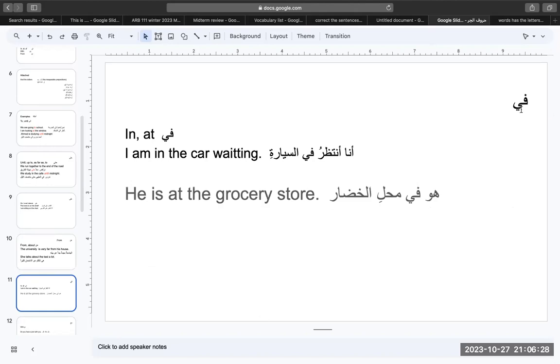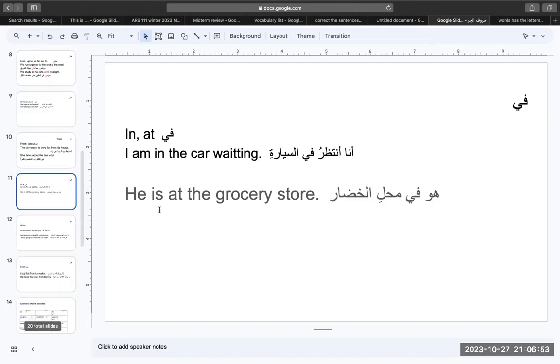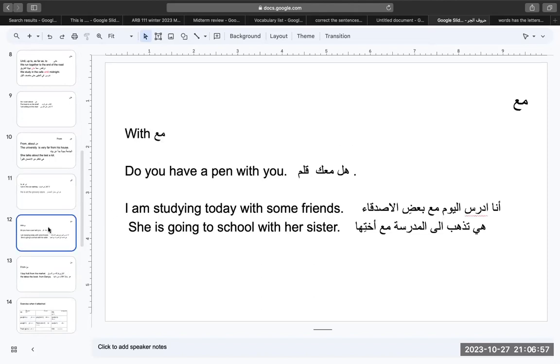في, which means in and at. Look here. أنا أنتظر في السيارة. هو في محل الخضار. Okay? Again, here in the meaning of at, here in the meaning of in.